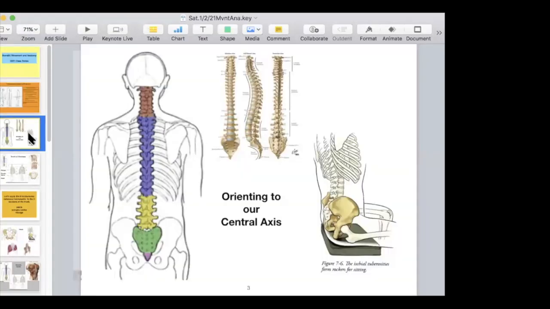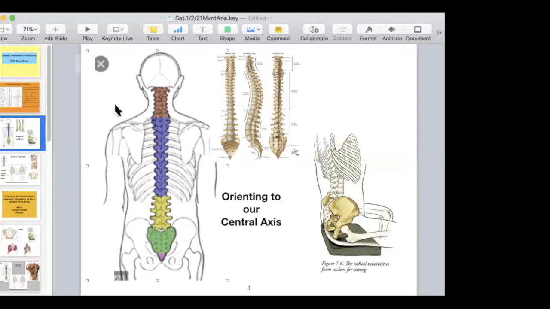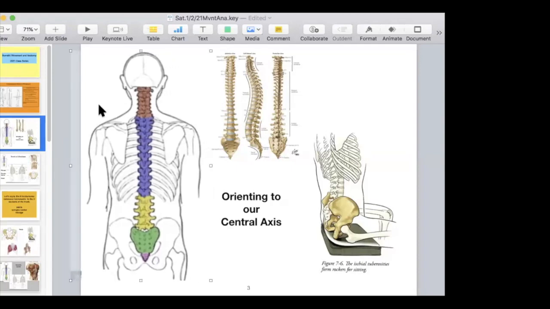So I'm going to go back into screen share, and we're going to work with our trunk today. Let me define what our trunk is. It's a rectangle. It goes across the top of the shoulders, and it cuts us right where the cervical spine meets the thoracic spine, right here. It goes across the top of our shoulders. It actually includes our shoulder joint.